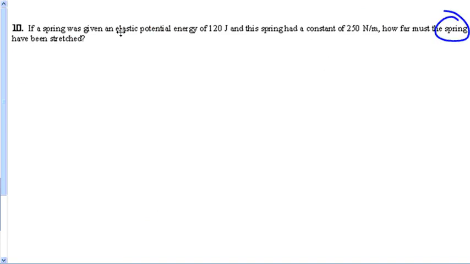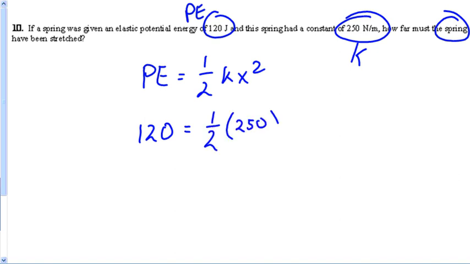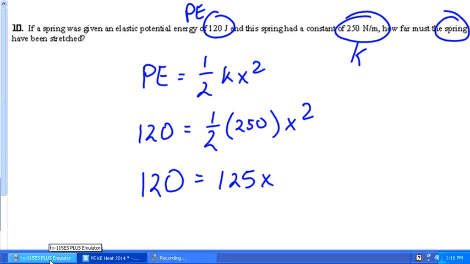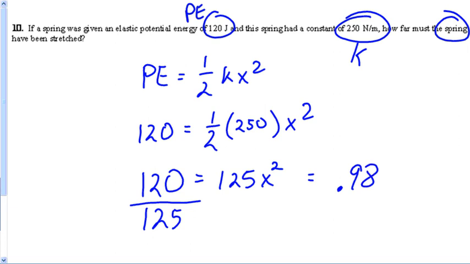Number 10 is a question that says, look at there, spring. As soon as I see spring in that problem, I know it's going to be this guy. It gave me a PE, and it gave me a K. So it's asking for X. So this is 120 equals 1 half of 250 X squared. So 120 is equal to half of 250, which would be 125, oh wow, my total brain meltdown. Now divide both sides by 125 to get your answer. So 120 divided by 125. And now remember something. See, and I even forgot it. That square, that's where most people mess up. Don't forget to take a square root of that answer. My answer is 0.98. So 0.98 meters would be my X in that one.